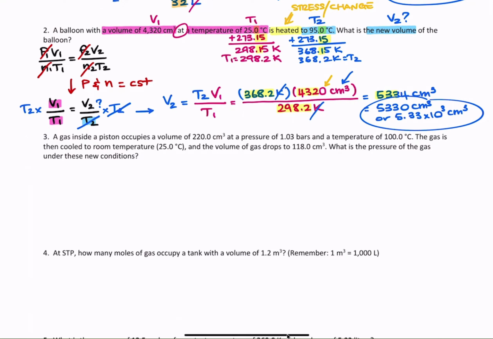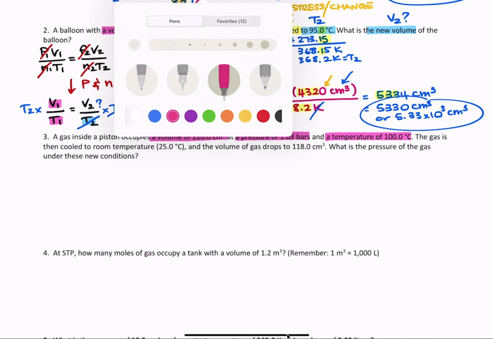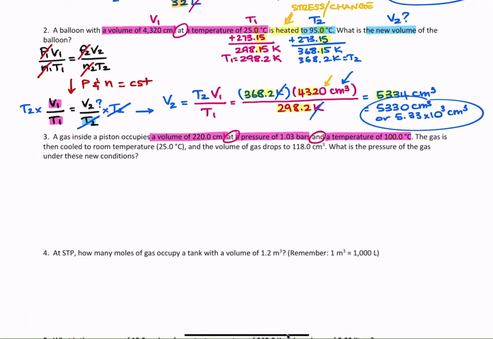A gas inside a piston occupies a volume of 220.0 cubic centimeter at a pressure of 1.03 bar and a temperature of 100 Celsius. Therefore, all of these are connected. That's my V1, my volume, cubic centimeter as a unit, my pressure in bar, P1, and my temperature here, T1. Do not forget to add your 273.15 to 1 decimal place. 373.2 Kelvin is my T1.